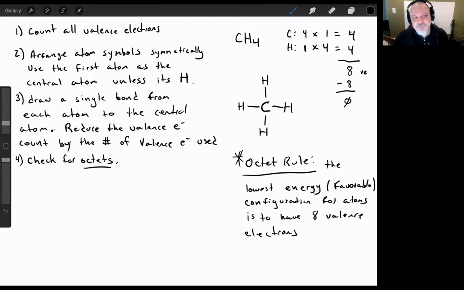What is an octet for one atom isn't necessarily an octet for another atom. Generally, octet means 8. But we're going to see in a second that hydrogen doesn't want 8 electrons. It's only got 1 proton. So having 8 electrons would mean that it had a charge of -7. We've seen -1, we've seen -2, we've even seen -3. We haven't seen any -7.